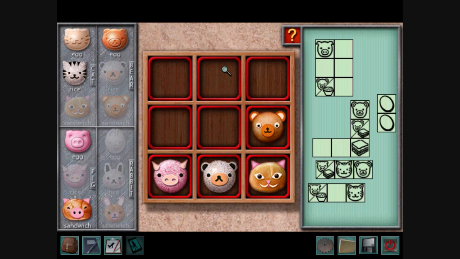I'm not going to use notes this time. I'm just going to try to remember everything. Some sort of pig over here. Some sort of bear over there.